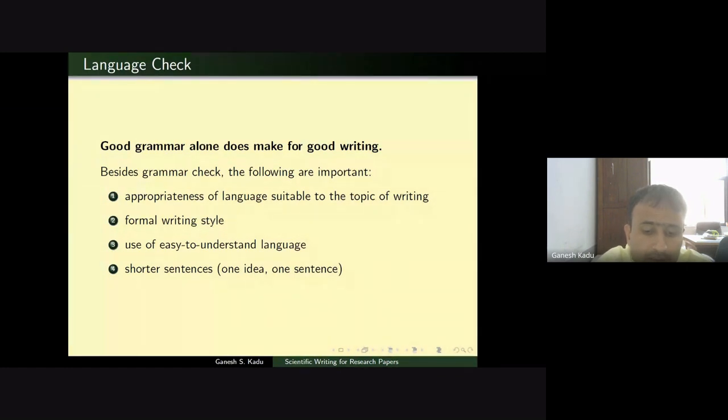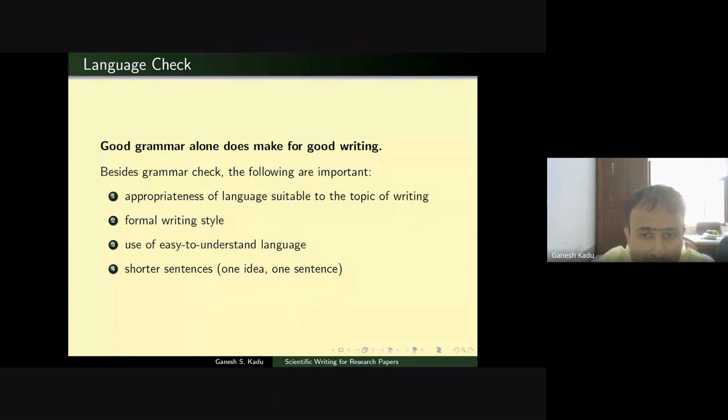People are in some sense not so tolerant, and they expect you to justify each and everything, and that's part of formal writing style. Now, even if you're expected to write very formally in any discipline, even then you have to use a language that is inclusive and easy to understand.